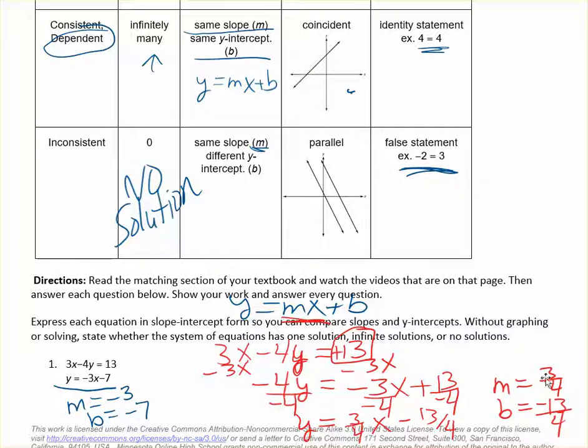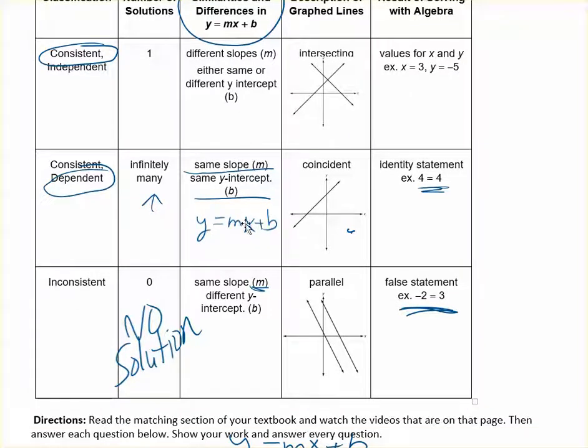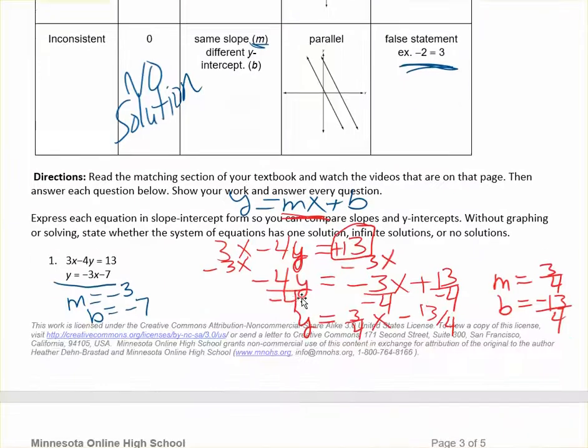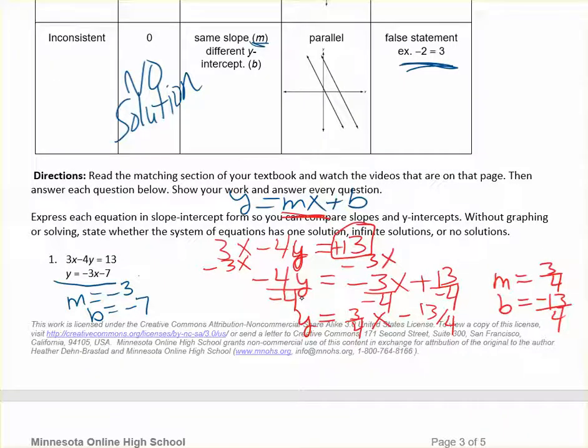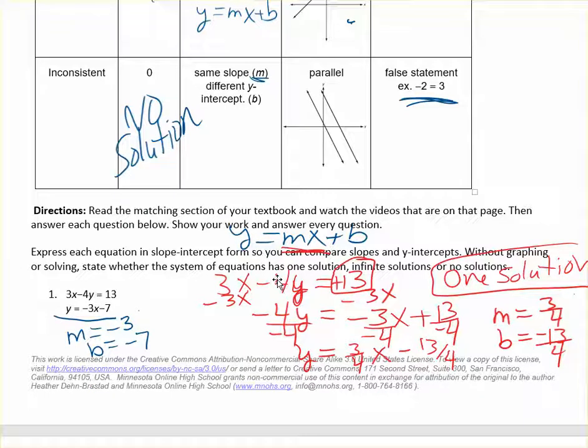Now what we're going to do is decide whether this is going to have one solution, if this is a consistent independent system with different slopes and either the same or different y-intercepts, or if they have the same slope, then it's one of these two cases. But because one of my slopes is -3 and one is 3/4, I have different slopes. So I am going to have one solution. These two equations will cross at one point. They will have one solution, and they are a consistent independent system.